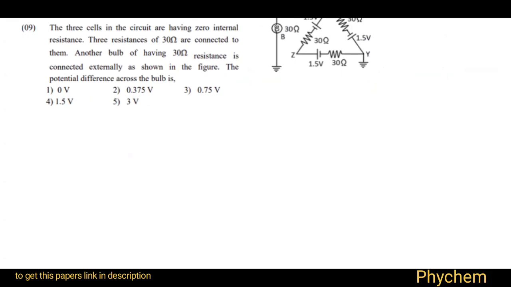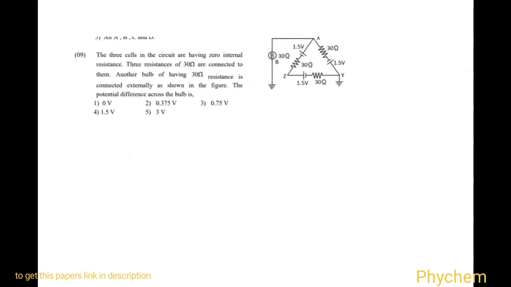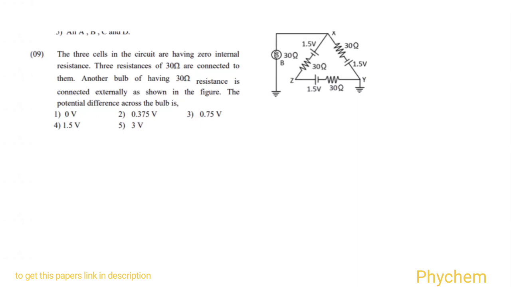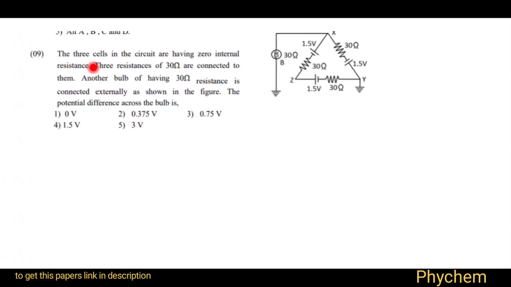Question number 9. Question number 9. What is this? Okay. The three cells in a circuit have zero internal resistance. Okay, now I think just wait. Okay, the three cells in the circuit have zero internal resistance.